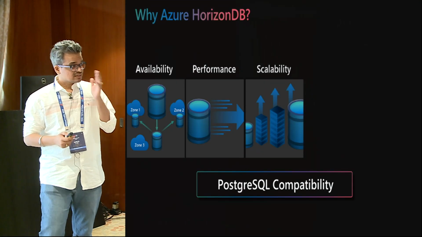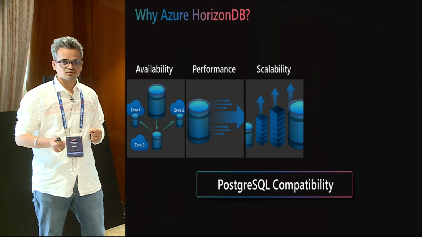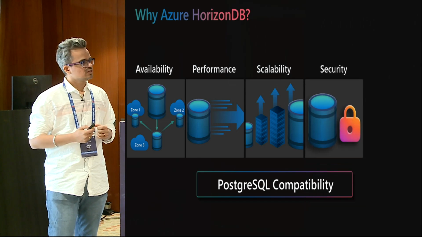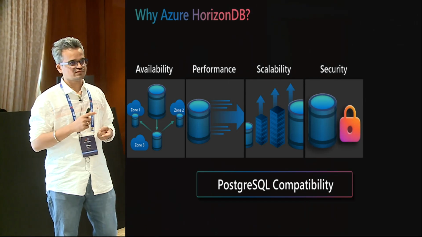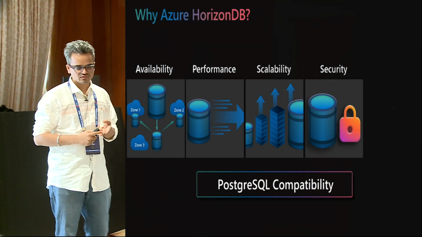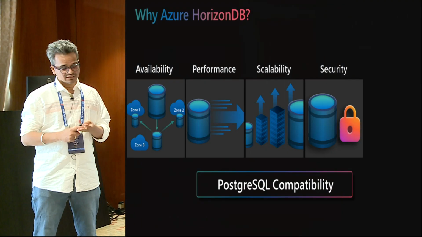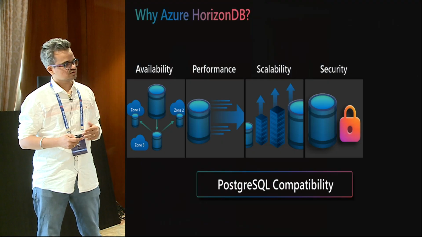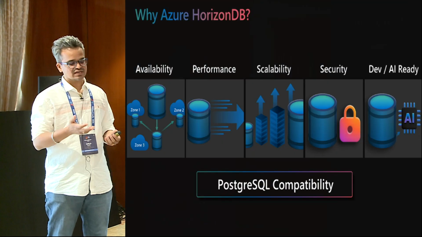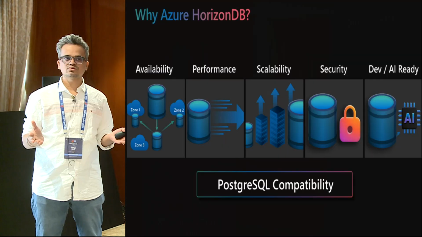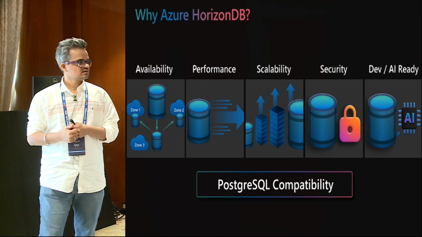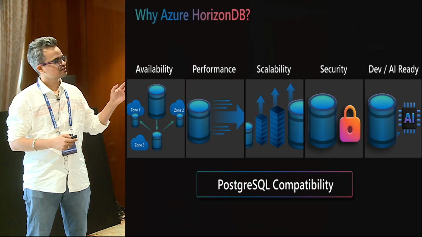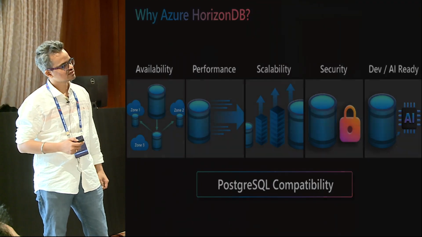Then you have scalability. It can go up to 192 vCores overall, so you can scale up to 192 vCores. You have security, like I said: the Entra ID feature, private networking, and encryption at rest. Everything is available in Azure HorizonDB, and it is dev and AI ready. It connects to Visual Studio Code and is developer friendly overall. So this is the overall why Azure HorizonDB.